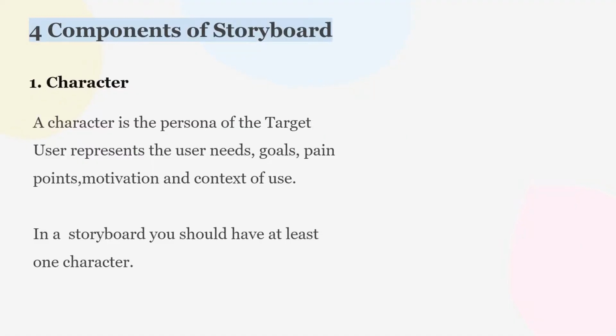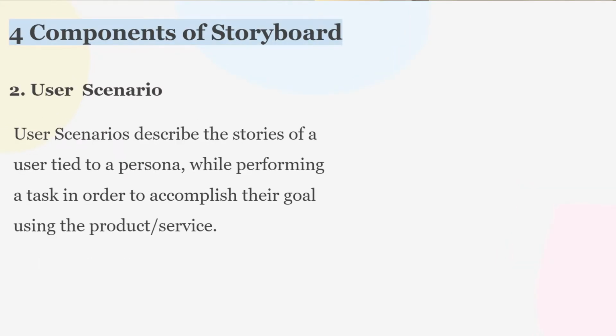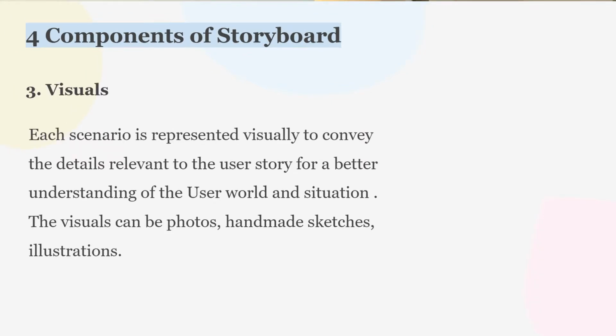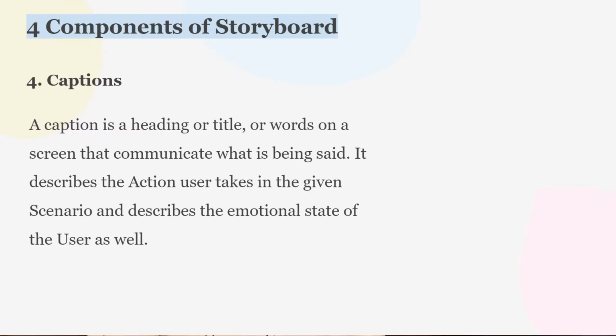Now let's understand what are the 4 major components of a storyboard. First is character. A character is the persona of the target user. Second is user scenario, which describes the stories of a user tied to a persona, which describes the context behind how and why the user comes to your solution. Third is visual. Each scenario is represented visually, which can be in the form of photos, handmade sketches, or illustrations. And number 4 is a caption, which is a heading or a title or words on the screen that communicate what is being said.